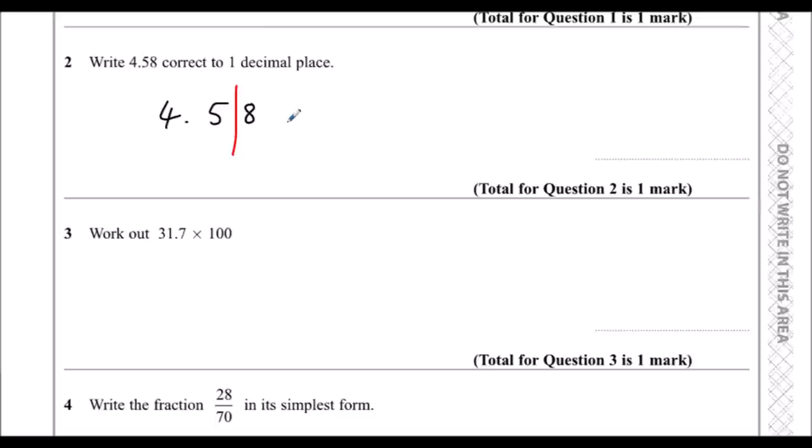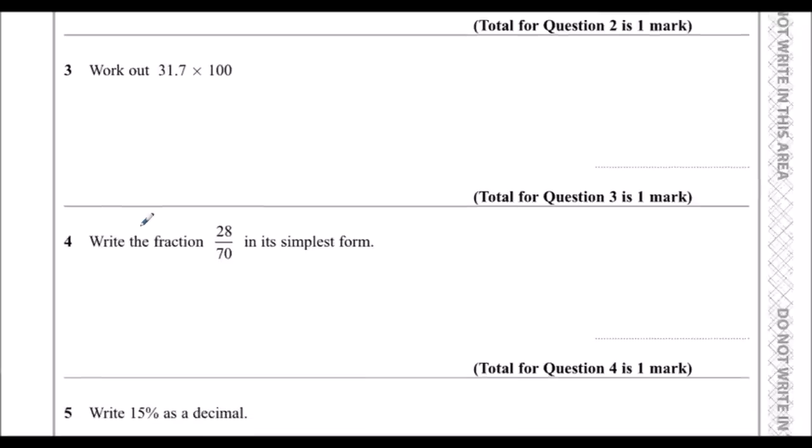So it's an 8, it is 5 or above, so we're going to round up. So the 5 is going to turn into a 6. It's 4.6 correct to one decimal place. It's closer to 4.6 than it is to 4.5.